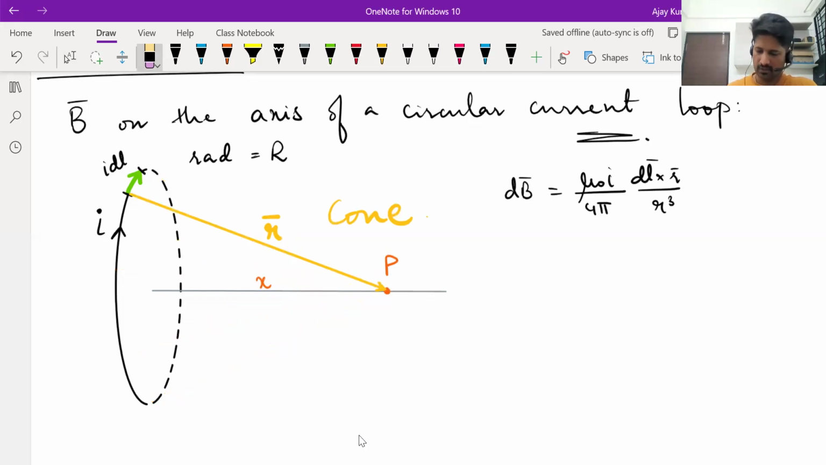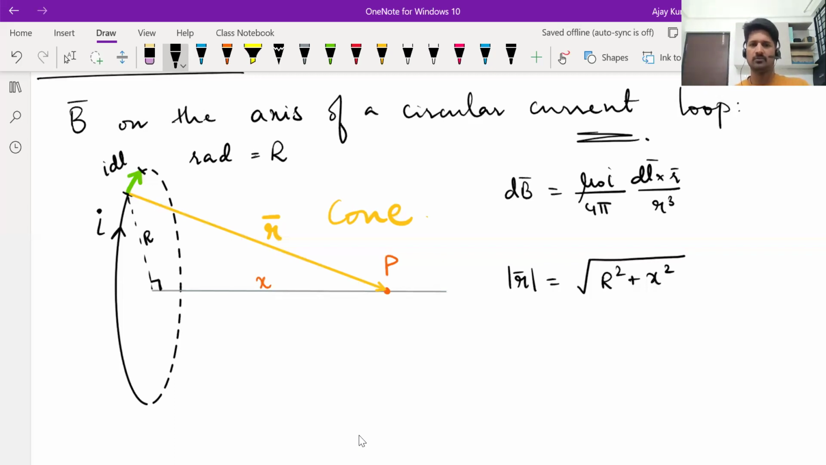Right? So any of these r vectors, from any element you take the r vector, its magnitude is going to be square root of capital R square plus x square. Why will it be like that? That distance x you can visualize. Now visualize the radius R for that point dl. The axis of the loop is perpendicular to the radius anyway. So this becomes a right angle triangle, and small r is the hypotenuse there. So it becomes root of R square plus x square.